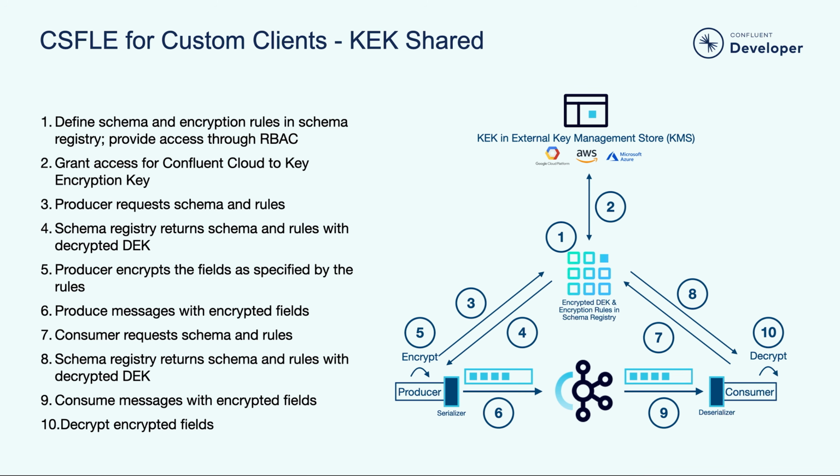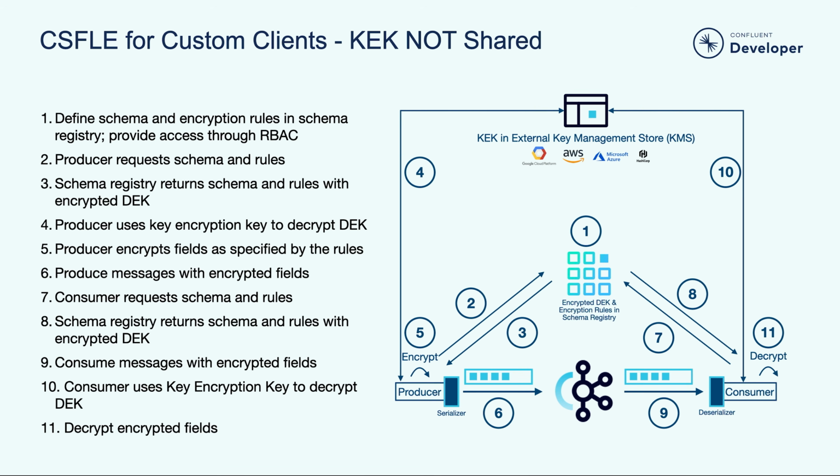The steps are slightly different depending on whether Confluent Cloud has access to the key encryption key or not. If the key encryption key is shared with Confluent Cloud, the decrypted data encryption key is handed to the clients in steps 4 and 8. If the key encryption key is not shared with Confluent, it's the responsibility of the clients to retrieve the key encryption key and use it to decrypt the data encryption key, both on the producer side for encryption in step 5 and on the consumer side for decryption in step 11.